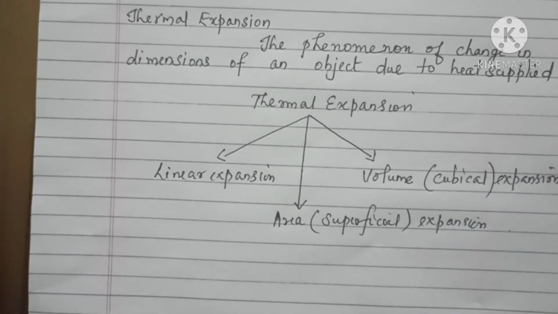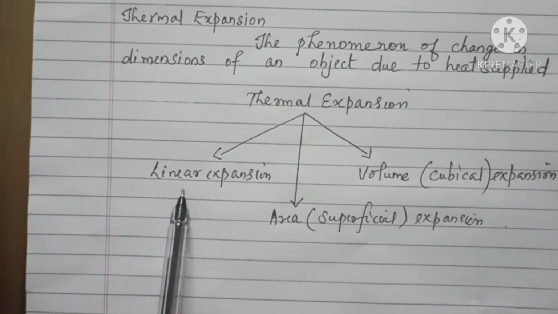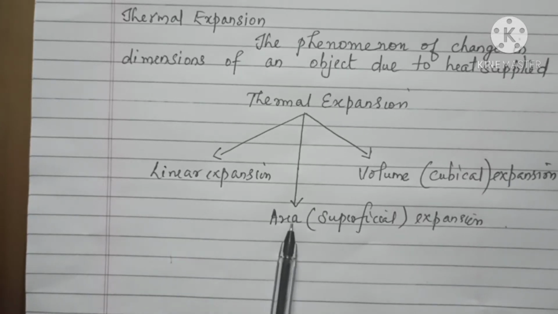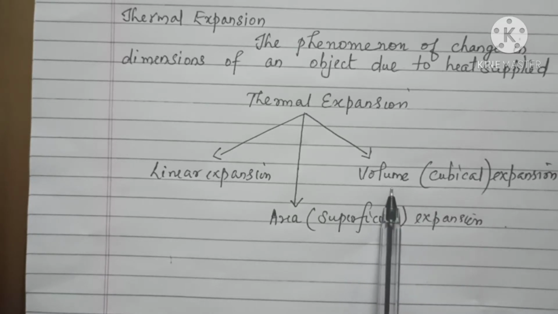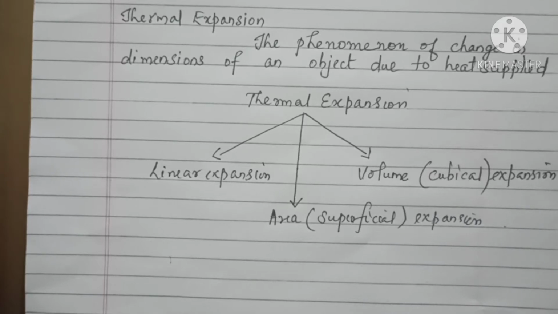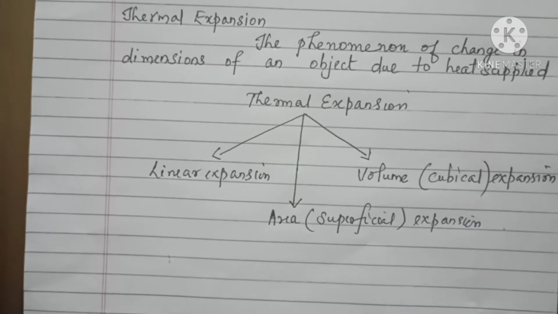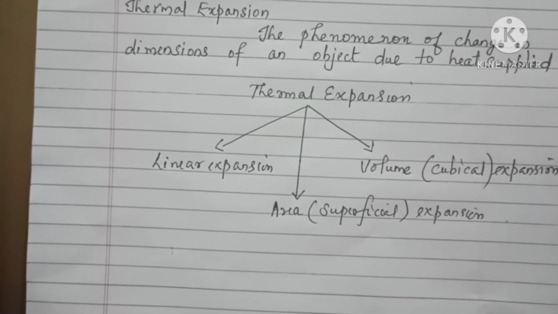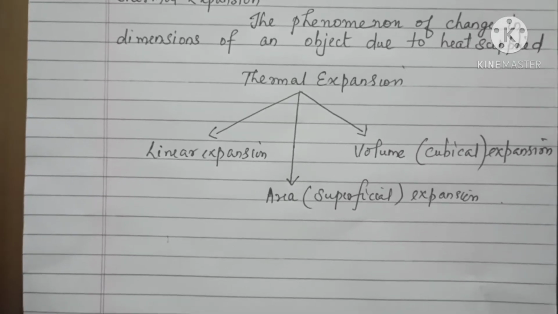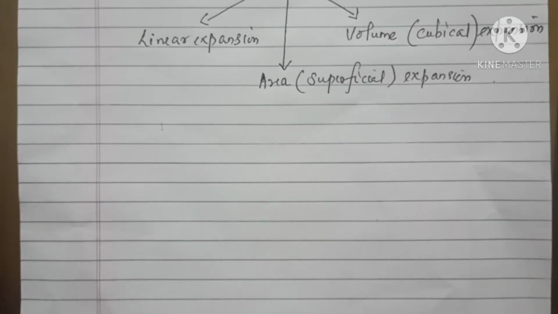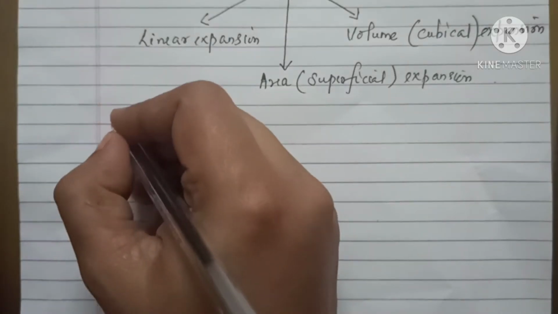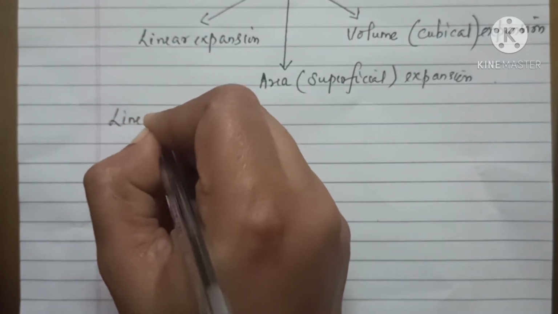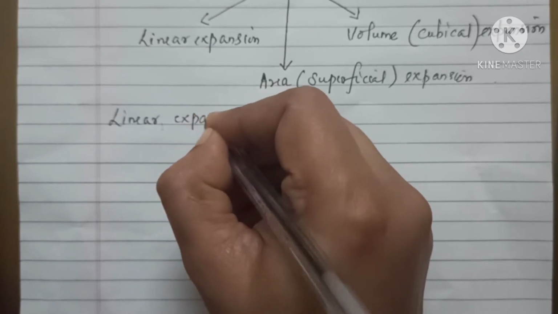Clear for you? So thermal expansion can be lengthwise, that is linear. Then area wise, that is area expansion or superficial expansion. And the third, volume wise, that is cubical expansion. So there are three types of thermal expansion. Understood? So we will discuss each one in detail. First we will move to linear expansion.